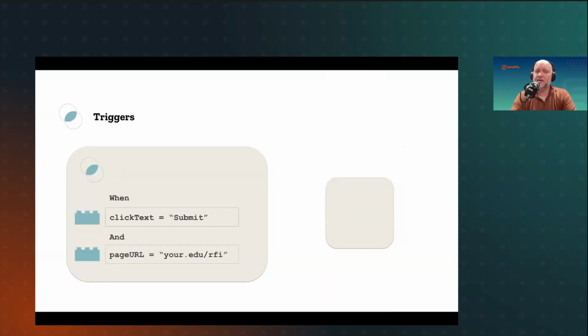And then the triggers, like you said, the variables in this situation are the click text I want to submit on a page where the URL is RFI. And if both of those variables are met, then the trigger fires. And firing is the word that's used within GTM. So the trigger firing is how you know that it's set up correctly. And then that trigger will tell the tag to send the information.